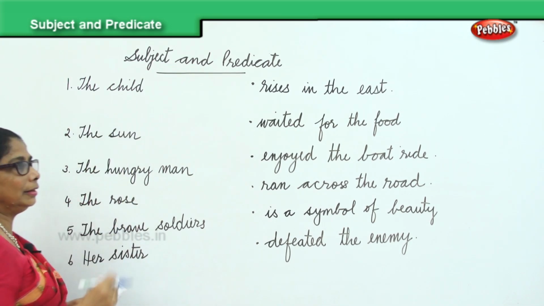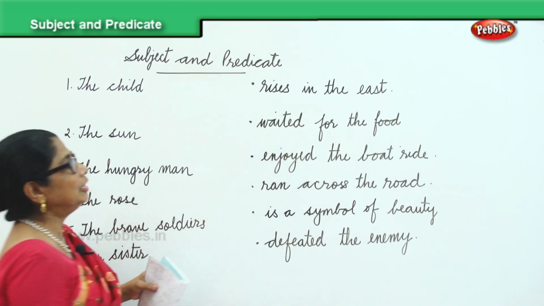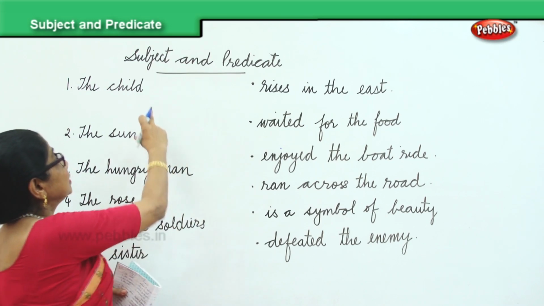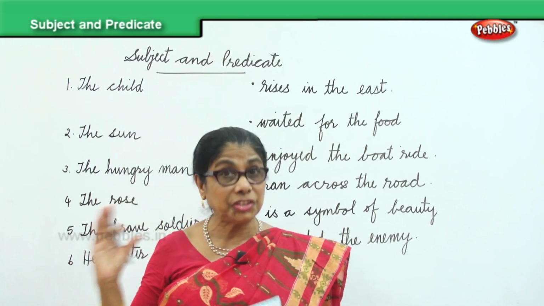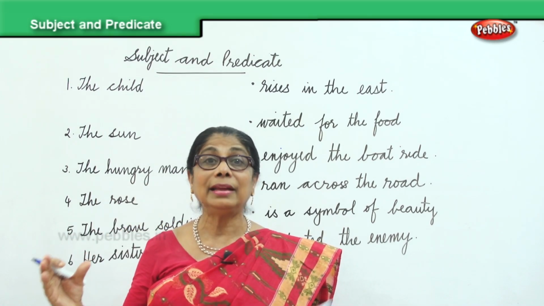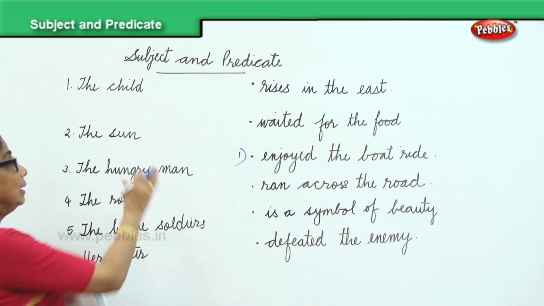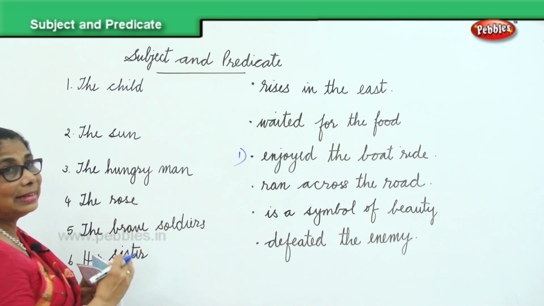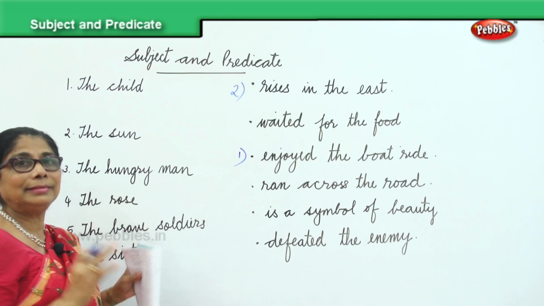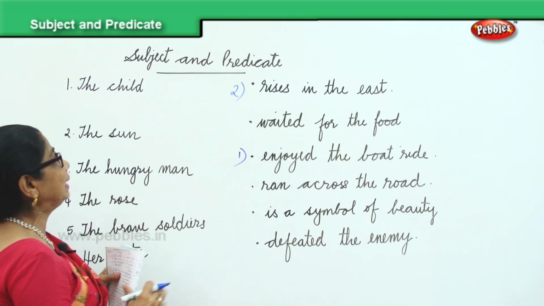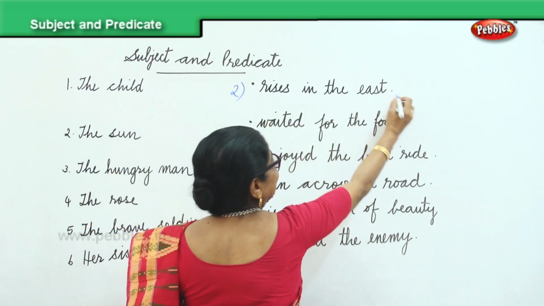Now, the child. What will you say? The child enjoyed the boat ride. The child is the subject, enjoyed the boat ride, that is the predicate. So, we got the matching done. The sun, what happened to the sun? Sun is the subject, rises in the east. So, that's the second one. The sun, that's the subject we are talking about. The predicate is rises in the east, begins with the capital letter, ends with the full stop.